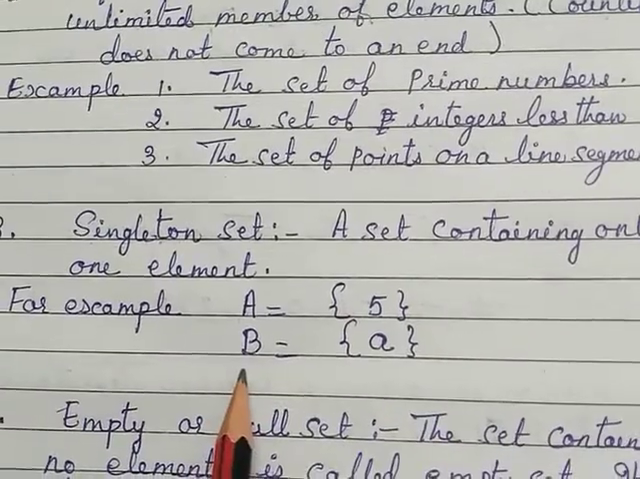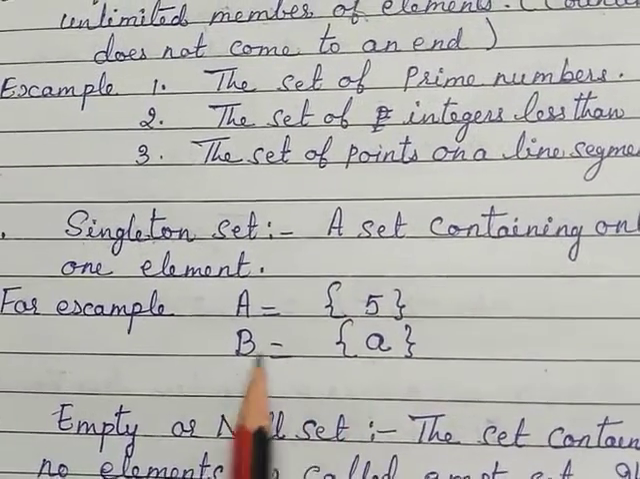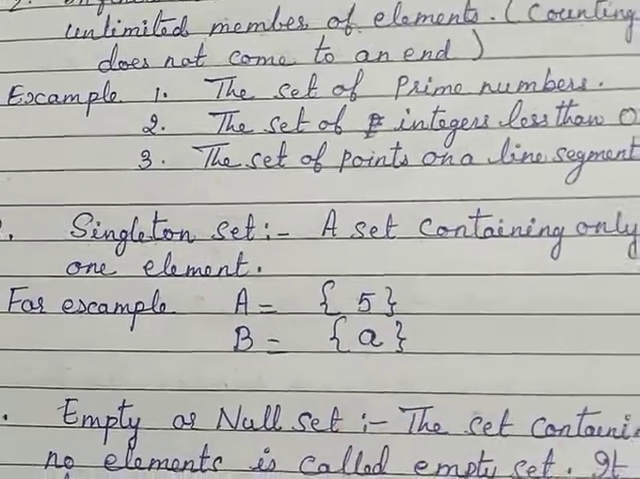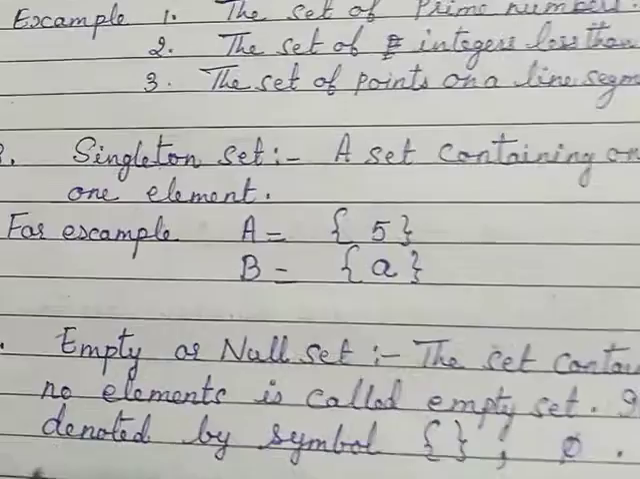Then set B again has only one element, that is a. So it is also a singleton set. A singleton set means it contains only one element.